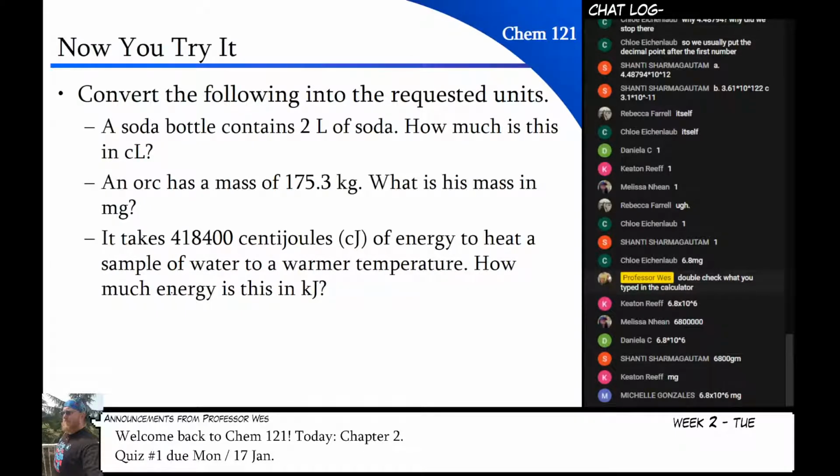So now what I want you to do, I want you to do these three problems actually. So the first problem, how many centiliters are in a 2-liter bottle of soda? The thing that's going to get you on the first problem is sig figs. Yeah, there is only one sig fig in your answer because these are all just multiplication, right?